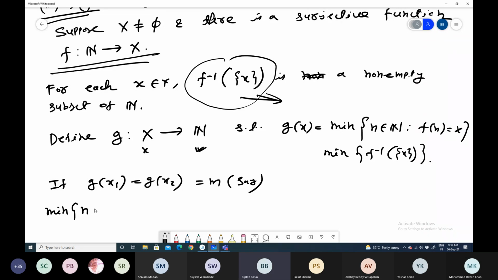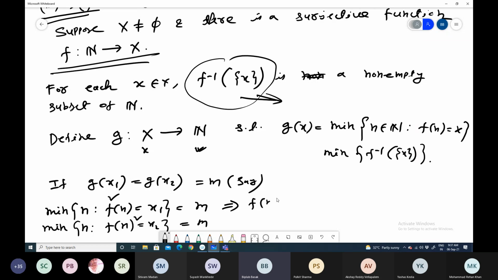The minimum of the natural numbers n such that f of n equals x1 is m, and also the minimum of the numbers n such that f of n equals x2 is m. So m belongs to this set and m belongs to that set. This implies f of m equals x1 and f of m equals x2. Since f is a function, x1 and x2 are both the image of m, so x1 equals x2. Therefore G is injective. Okay, fine.